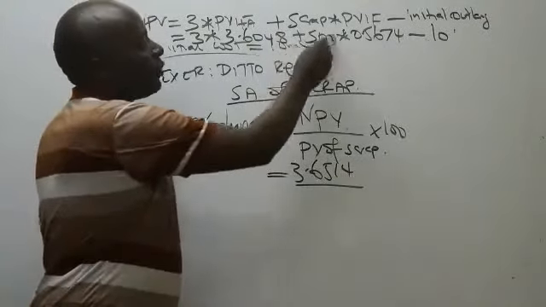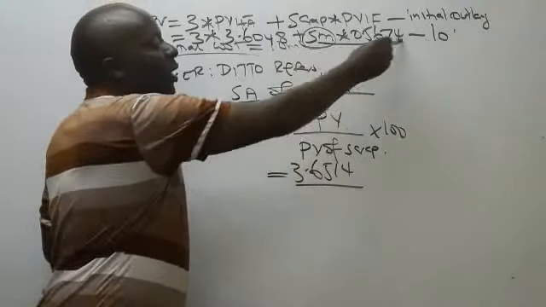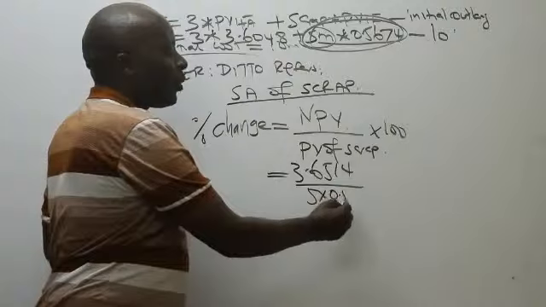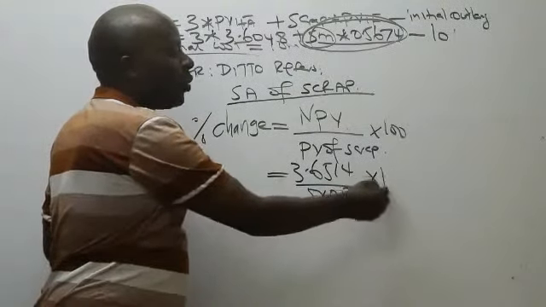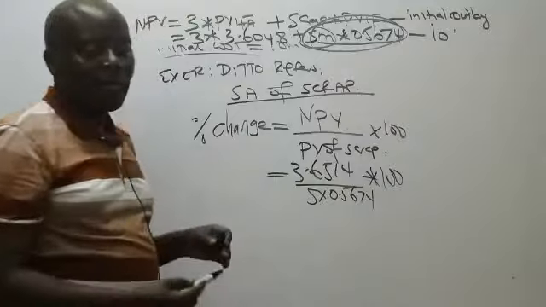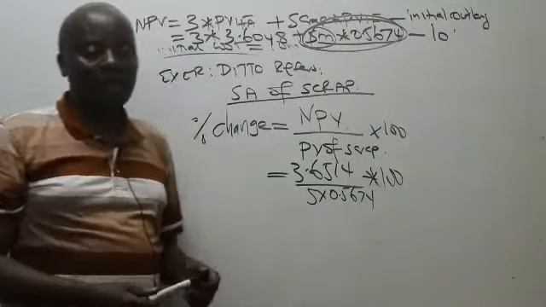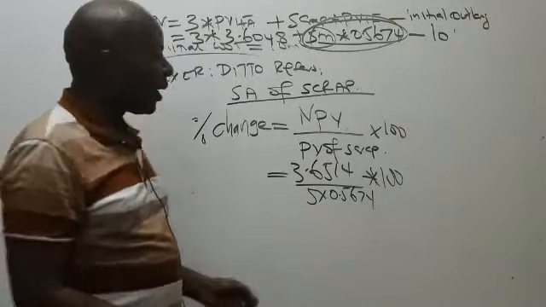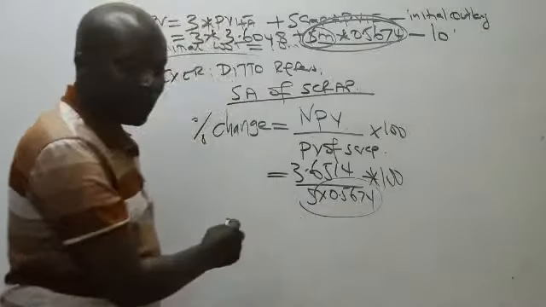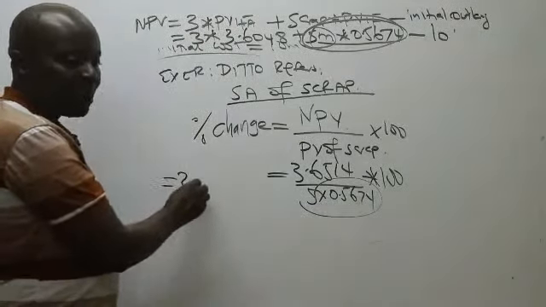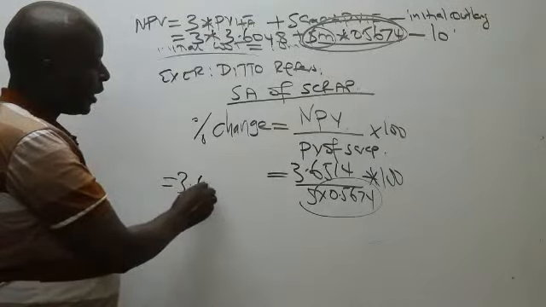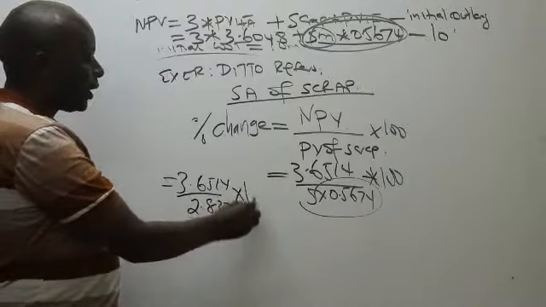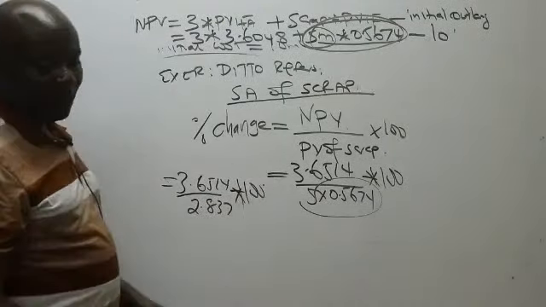How about the present value of scrap? Remember, the scrap figure was 5, but they want it to be present valued. So I'll have to pick it from here. Take the 5 times 0.5674. Whatever I get, I'll multiply with 100. I love sensitivity analysis. It is a serious thing. So students have been able to get the present value of scrap. The final will be 3.6514 out of 2.837. Whatever we get there times 100%. It will be more than 100%.